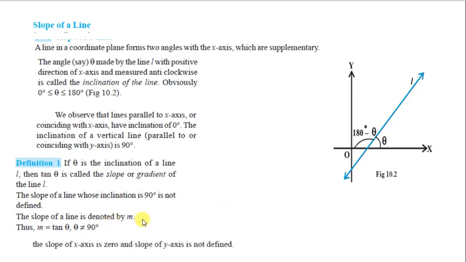Generally, the slope of a line is denoted by small m. This is the general notation for writing the slope of a line. Now the slope of the x-axis will be 0, because theta becomes 0, and tan 0 is 0. And the slope of the y-axis is not defined, because tan 90 is not defined.